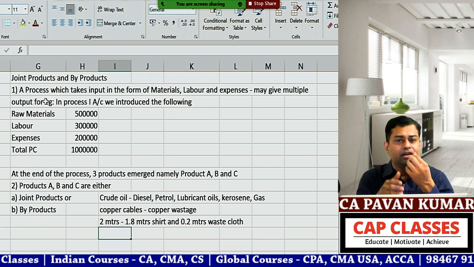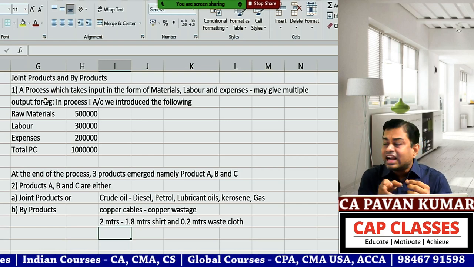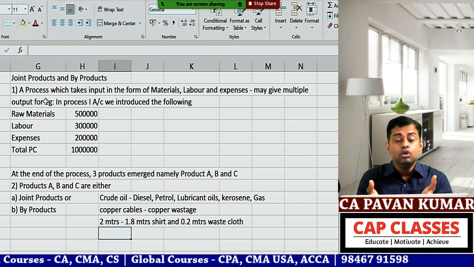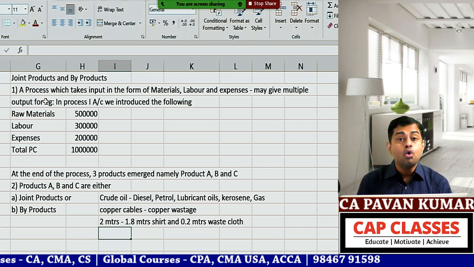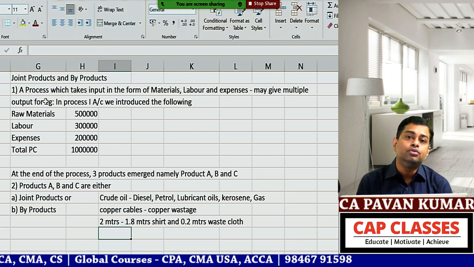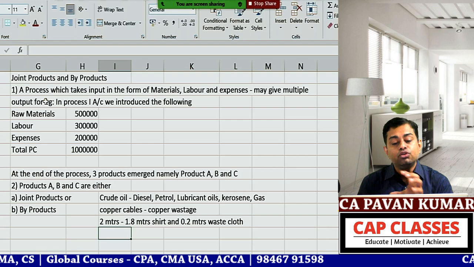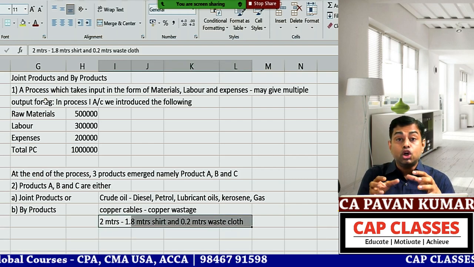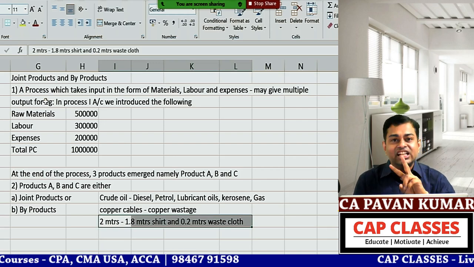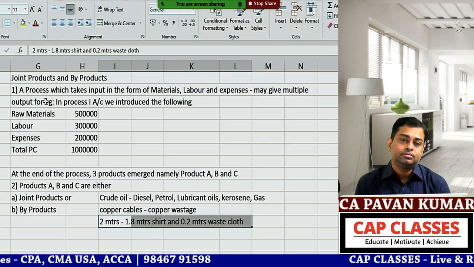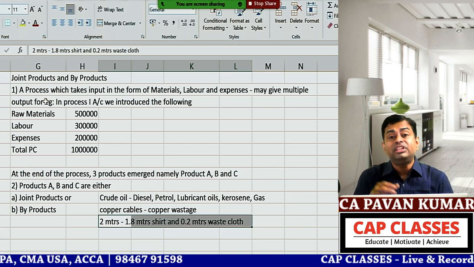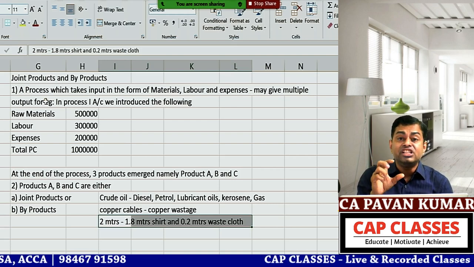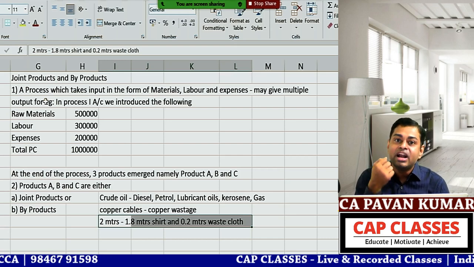For example, if it is copper or aluminium or zinc, any metal, when you are cutting the edge and dumping it in the scrap yard, do you think you will throw it in the dustbin? No, even that realizes a good amount of value. So here, the intention of the tailor is not to get two outputs, one a shirt and one waste. This kind of thing is called a byproduct. So a byproduct is something which incidentally comes. A joint product is something which is intentionally made.